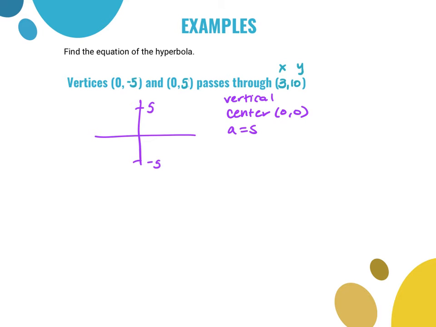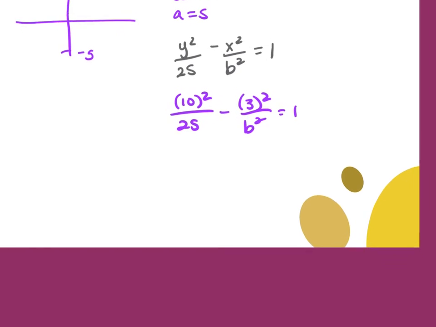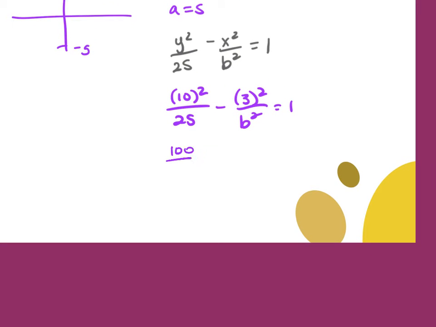So I already know that it's y squared minus x squared because it's vertical. A squared would be 25, and then this would be over b squared equals 1. That's all the stuff I already know. Now I plug in these points. So 10 squared over 25 minus 3 squared over b squared equals 1. And then 100 over 25 minus 9 over b squared equals 1.